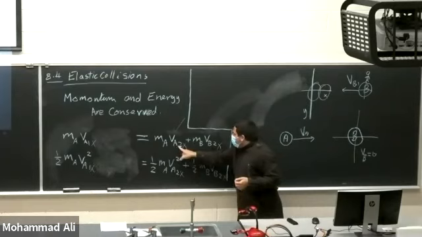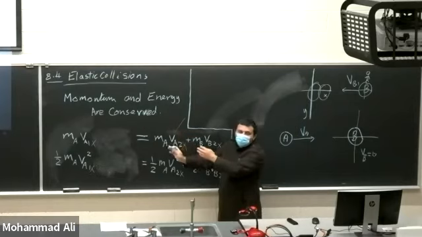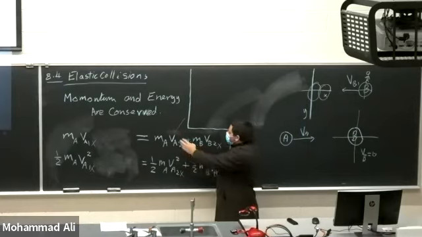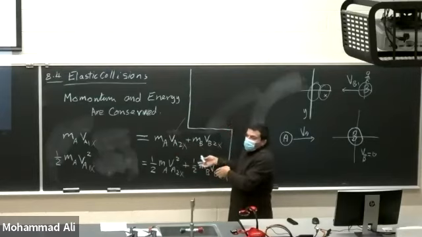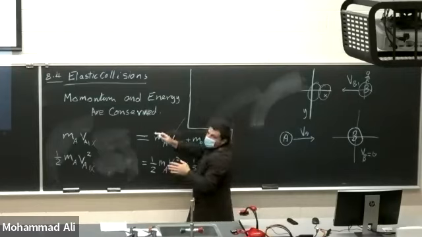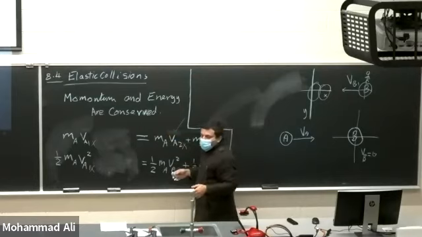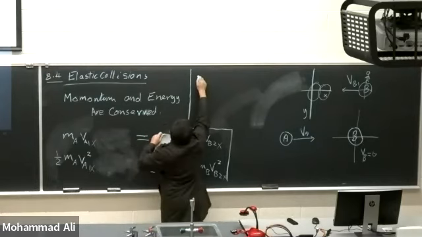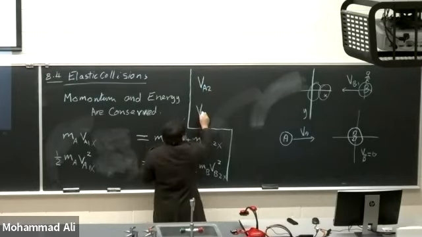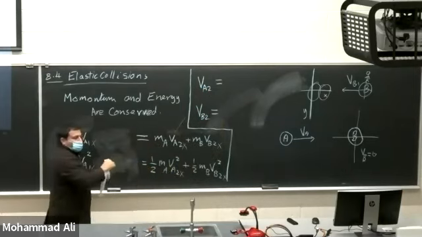We need to find VA and VB. We can reorder our equations many times to find VA in terms of the other variables, and VB the same thing. We will not derive them now. The final results are simple to be understood. So we have VA after the collision and VB after the collision. We can find them from these two equations.